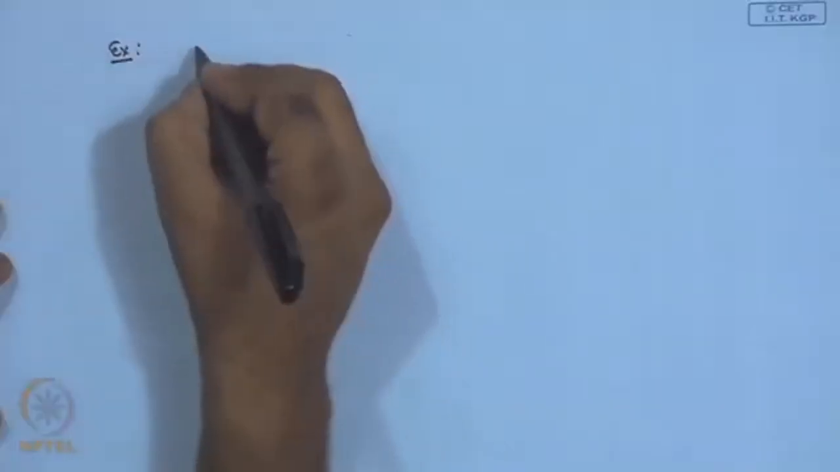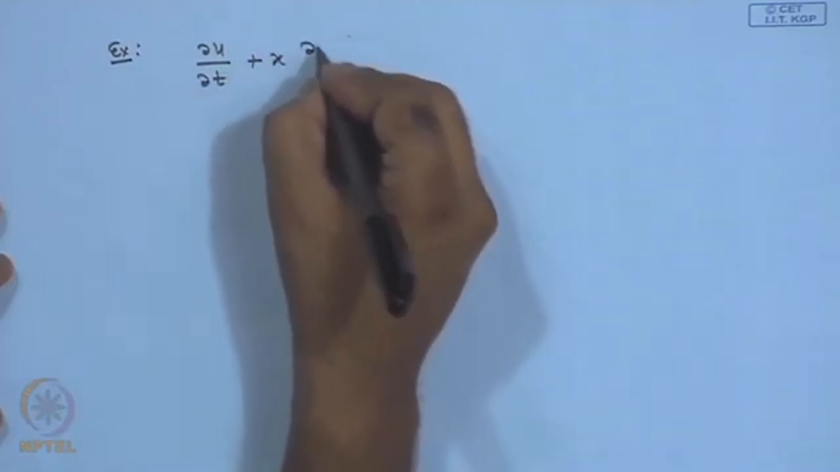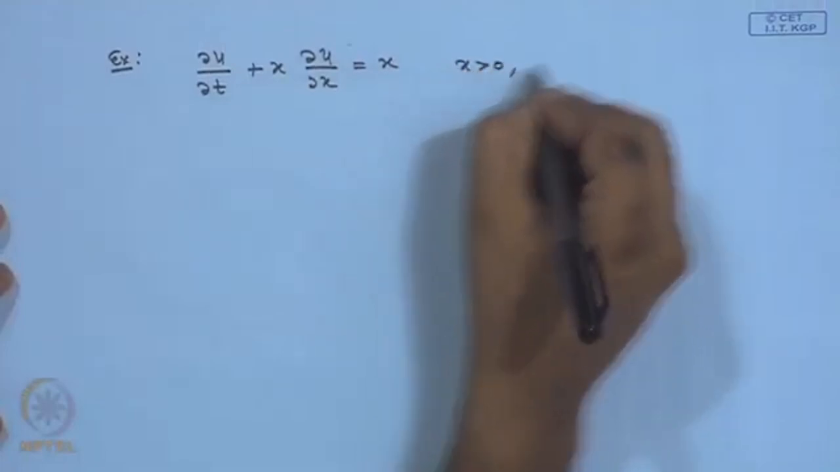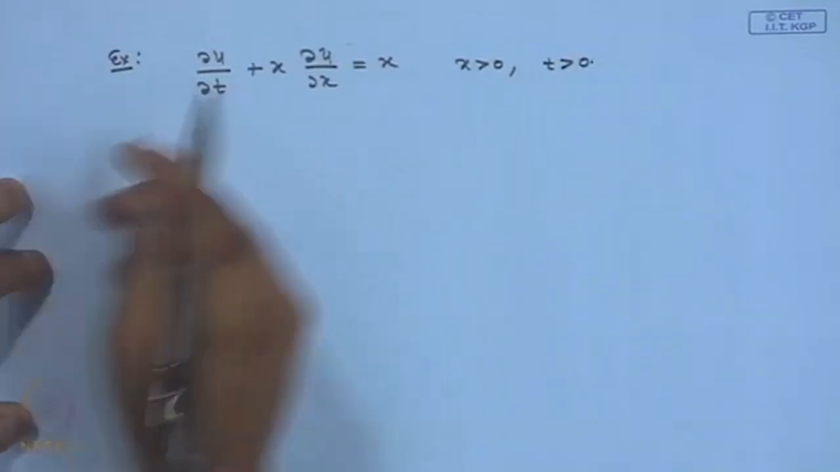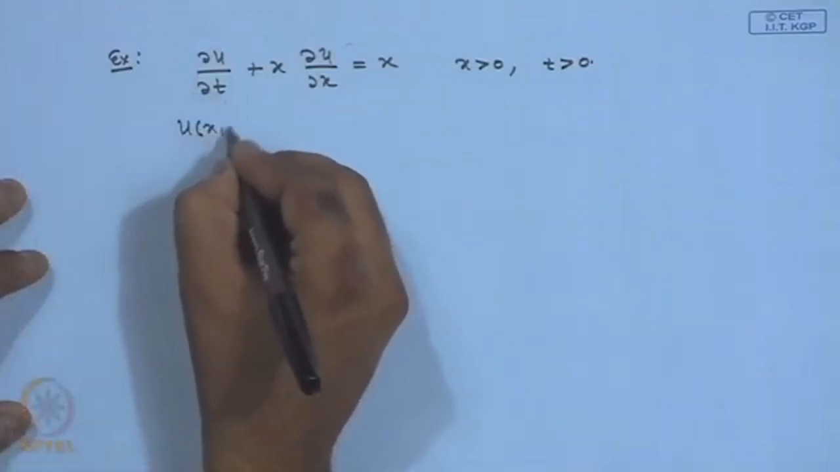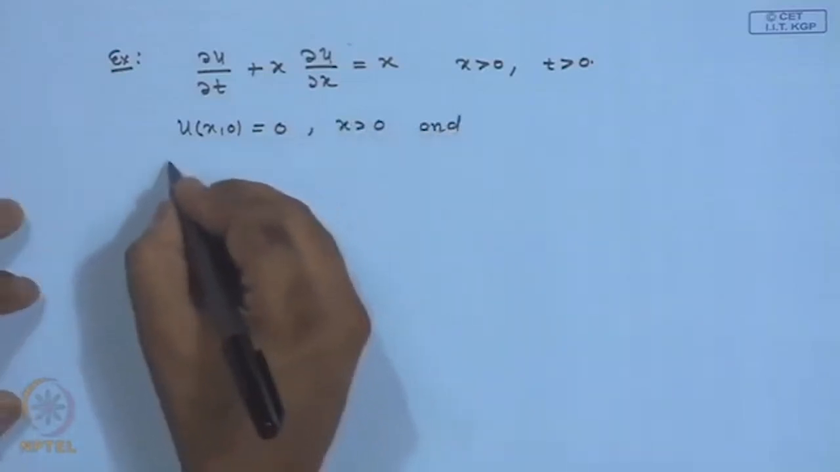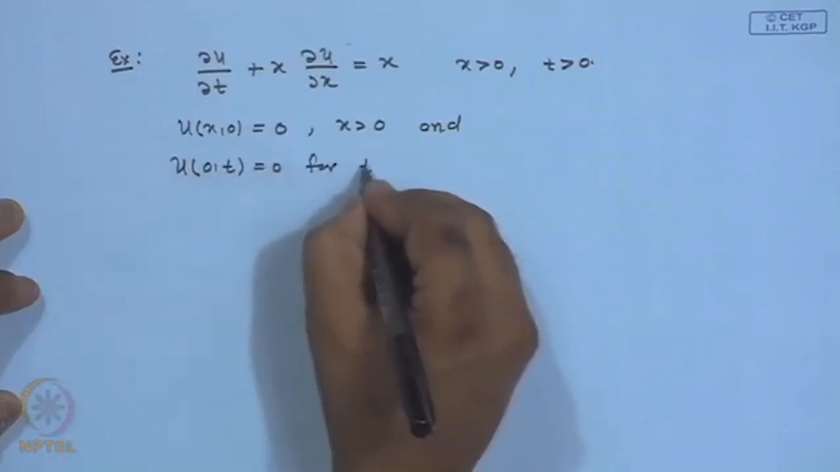Okay, so we go for another case now, and now we take a bit more complicated partial differential equation. So, in this example, we have del u over del t plus x del u over del x is equal to x for x positive and also t positive, with the initial and boundary conditions. So, we have these conditions: u(x, 0) is 0 for x positive and u(0, t) is 0 for t positive.